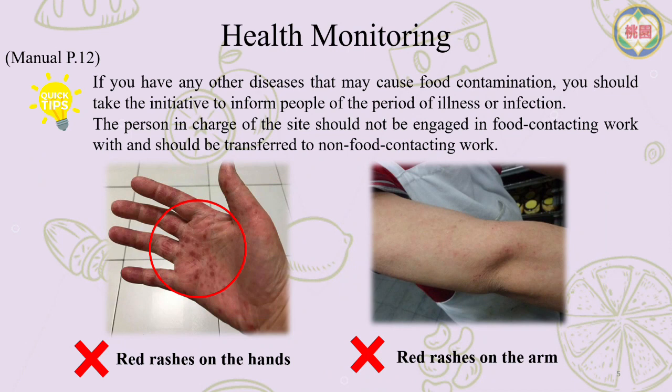In addition, if there are other diseases that may cause food contamination during the period of illness or infection, the person should take the initiative to inform the person in charge of the site not to engage in work that comes into contact with food, and should be transferred into a job that is not in contact with food. For instance, red rashes on the hands or arms.